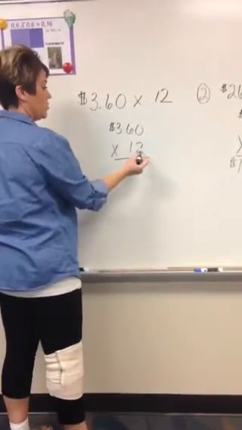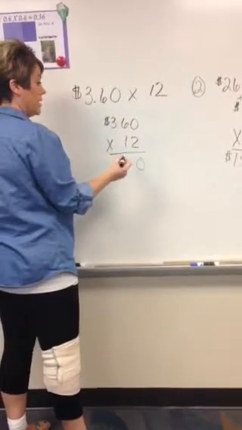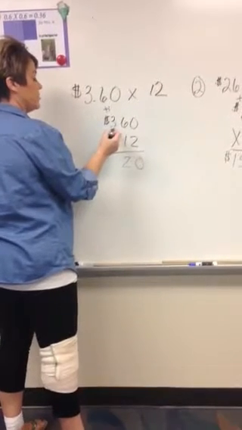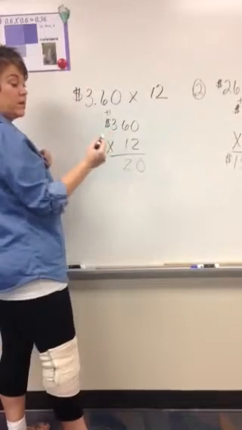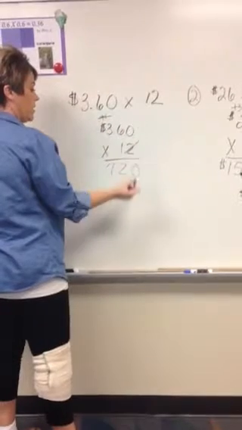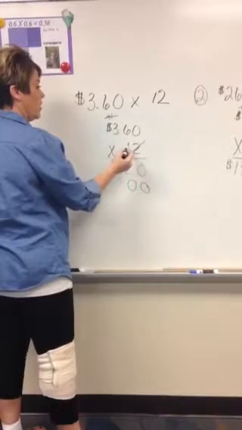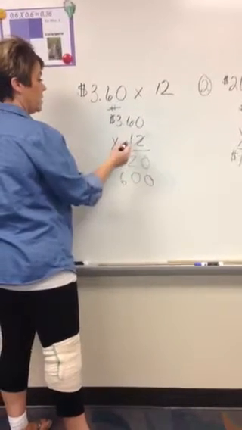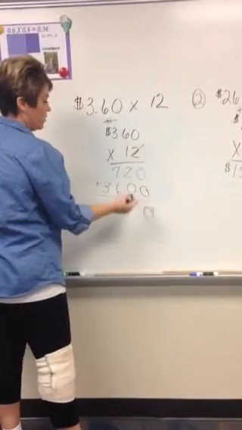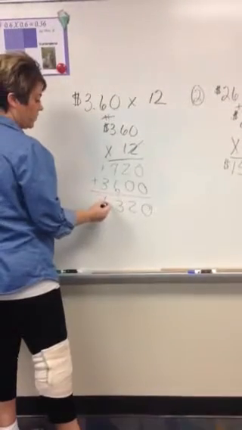Okay, let's multiply. 2 times 0 is 0. 2 times 6 is 12. 2 goes down, plus 1 goes up. 2 times 3 is 6, plus 1 is 7. I multiplied by 2. I've used the plus 1. Now I'm going to put a 0 placeholder. 1 times 0, 0. 1 times 6, 6. 1 times 3, 3. Let's add. 0 plus 0, 2 plus 0, 7 plus 6 is 13. 1 plus 3 is 4.